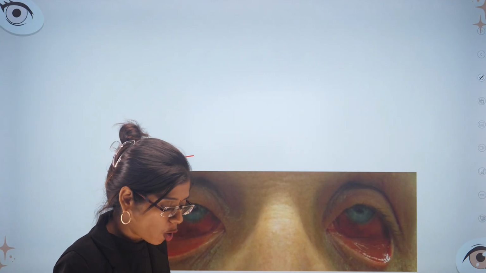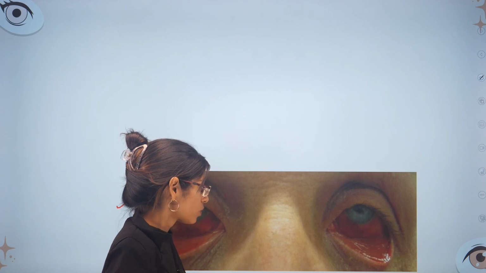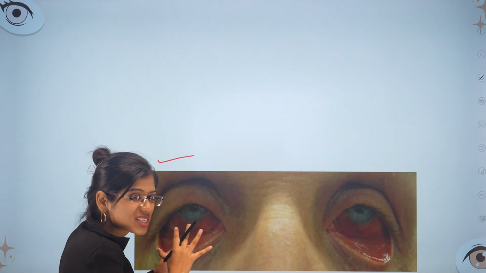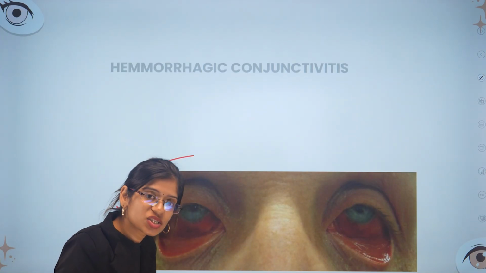This is hemorrhagic conjunctivitis. Because of certain organisms, mostly viral, the tiny blood vessels in our conjunctiva tear. Okay, and it gives a very reddish, scary look. This is called hemorrhagic conjunctivitis.